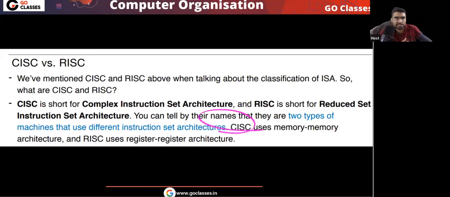Remember, CISC architecture uses memory instructions, we have already seen. And RISC architecture uses register instructions. Tell me one thing. What is the reason CISC uses memory instructions? If someone asks you why CISC uses memory instructions, what will your answer be? Because the idea of CISC is to minimize the program size. Just remember, the focus of a CISC computer is on minimizing the program size.